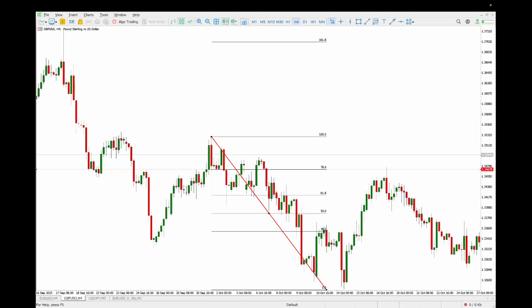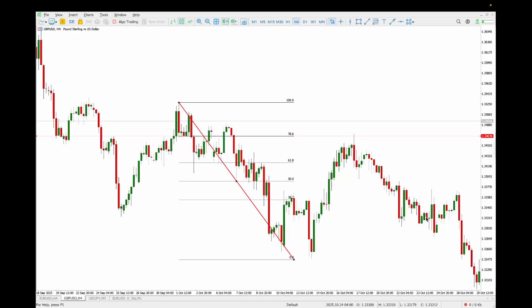Now, these Fibonacci levels are for traders who already use MetaTrader Fibonacci tools but want to align their levels with ICT concepts like optimal trade entry zones and extension targets.